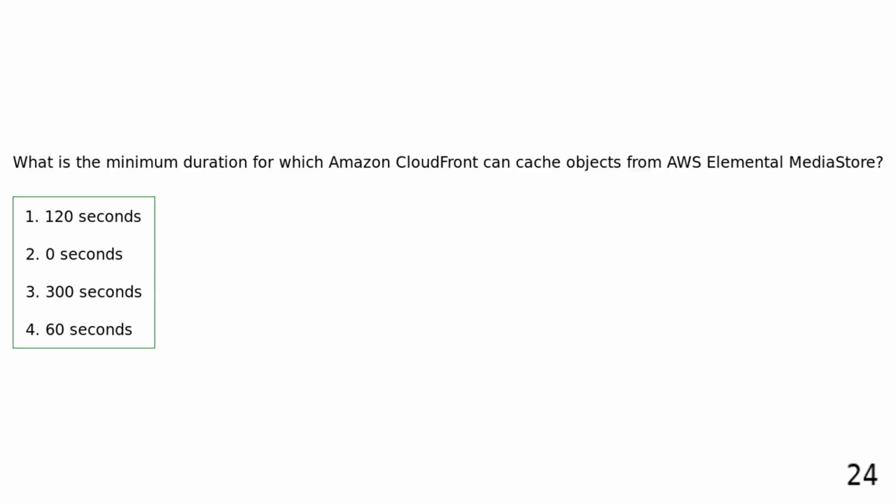What is the minimum duration for which Amazon CloudFront can cache objects from AWS Elemental MediaStore? 120 seconds. 0 seconds. 300 seconds. 60 seconds. Amazon CloudFront can cache objects from AWS Elemental MediaStore for a minimum duration of 0 seconds, allowing for immediate retrieval of content without caching delays.